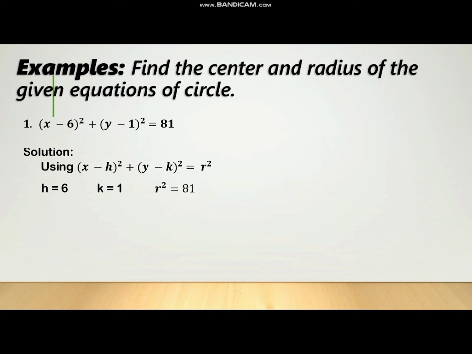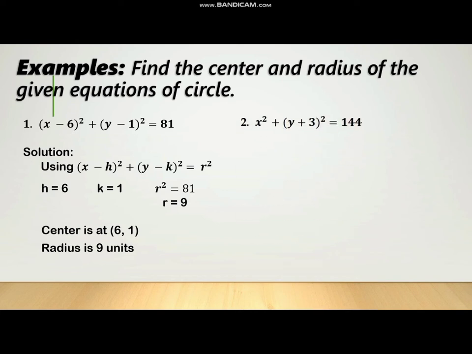Ang kailangan lang natin ay r. So, kunin lang ang square root. So, square root of 81 equals 9. So, pagsamahin lang yung h at k, so the center is at point (6, 1). And the radius is 9 units.